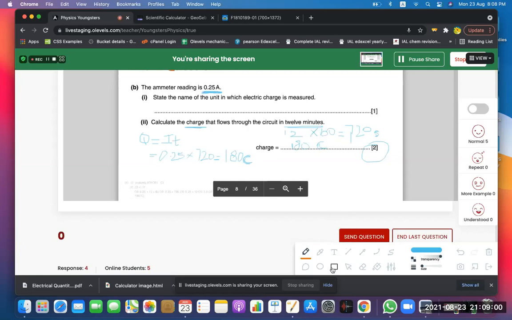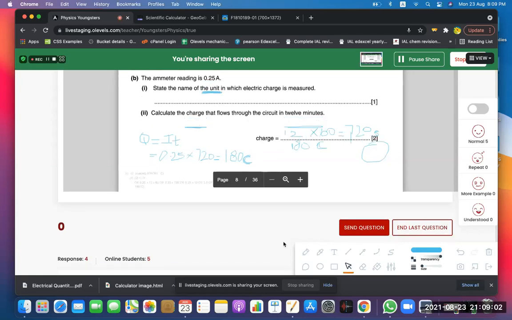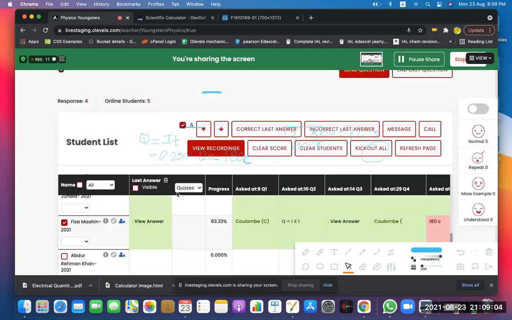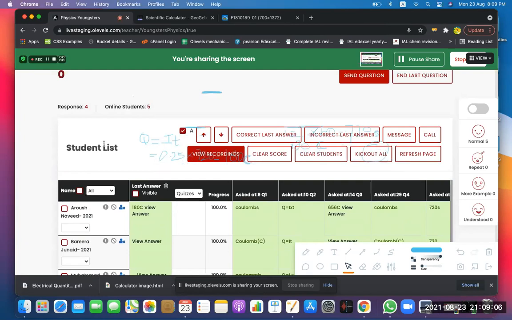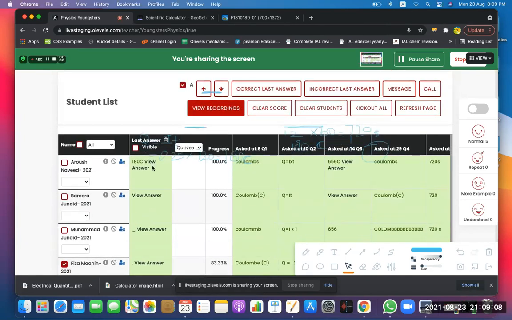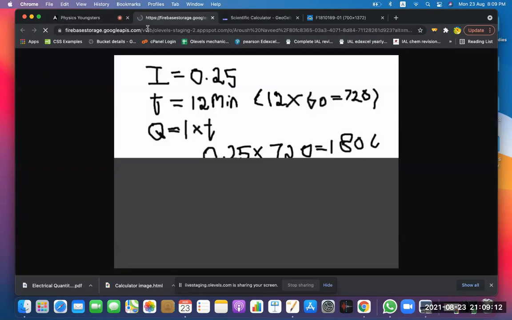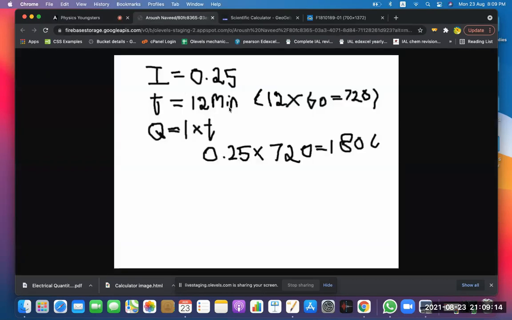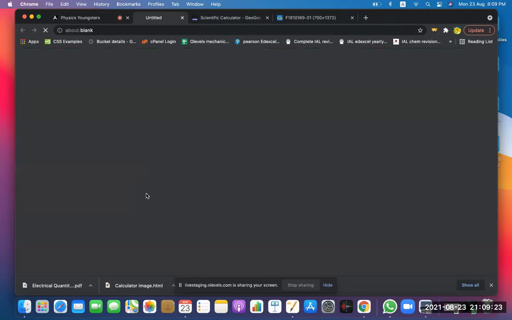Okay, now let's view the answers. Let's scroll down and see what you guys have answered. Arush's answer is 180 coulombs. Yes, very good, Arush. You have shown step-by-step calculation with unit. Keep it up. Your answer is correct. Let's view Barira's answer.